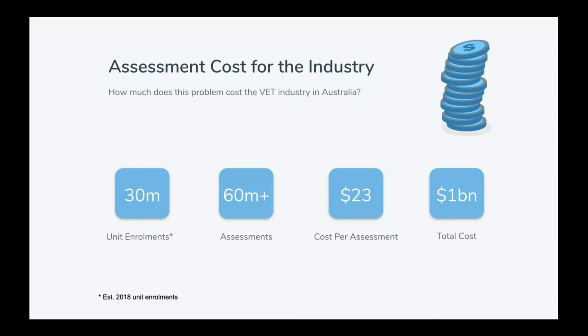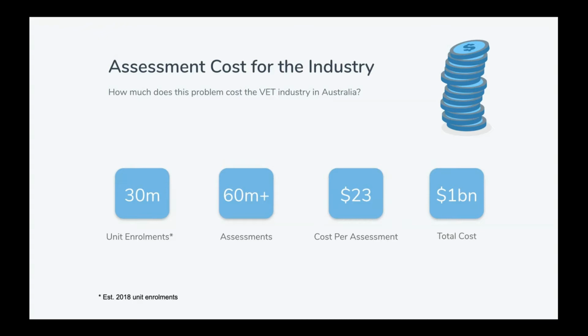So in 2018, and this is some statistics that we took from ASQA, there are about 30 million unit enrolments around Australia. Now, if we said that there was, let's say, just 2 assessments per unit, that means that there would be over 60 million assessments happening per unit every year.